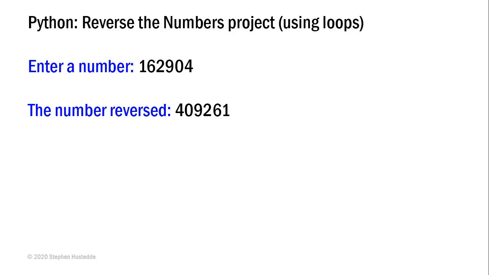But let's say we have the user enter a number and they enter 162904. We're going to show that number reversed. So it's 409261. We can use a loop to accomplish that.